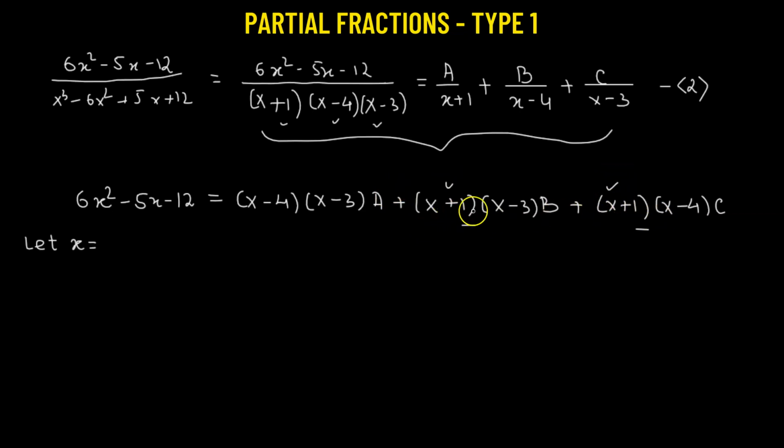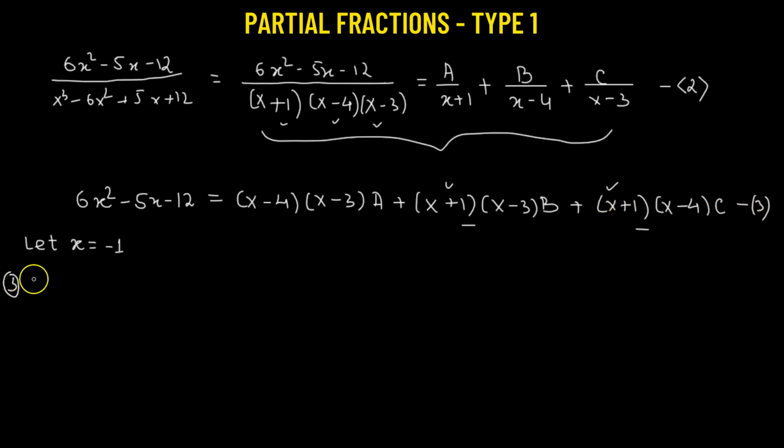So if we equate x plus 1 to 0, or simply x equals -1, then we will get rid of the second and the third term. So let's now replace the value of x with -1 in this entire equation. Let's call it equation number 3.